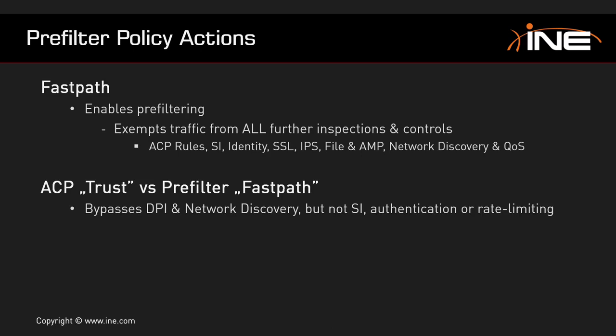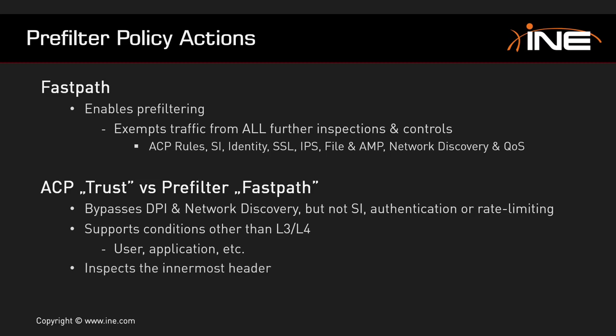Okay, difference number 1 is that the ACP trust action in fact bypasses deep packet inspection and network discovery policies, but traffic might still be inspected by other engines, like security intelligence, authentication, and QoS in particular. Now, the second difference is that a pre-filtering policy is generally built based on layer 2 to layer 4 conditions. The access control policy gives us more options. We can go up to the application level. We can use the identity information as we build our policy. And finally, don't forget that access control policy works on the inner header versus pre-filter policy works on the outer header.